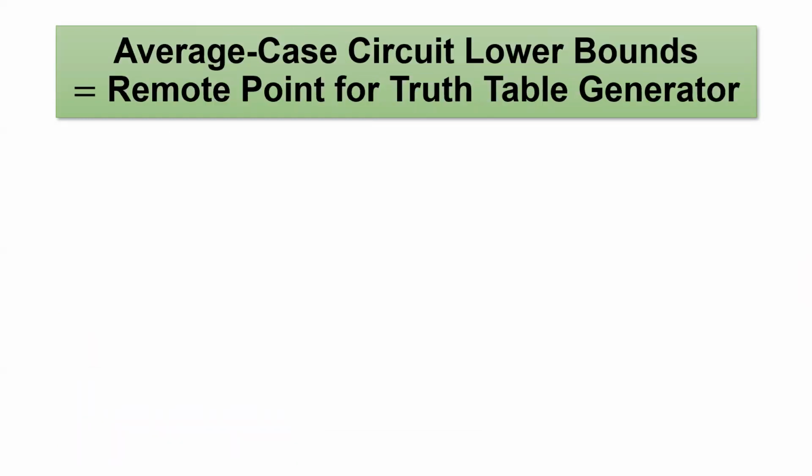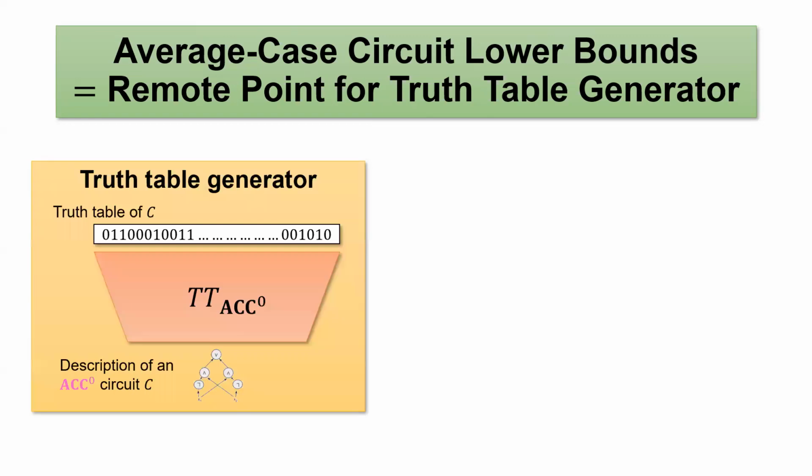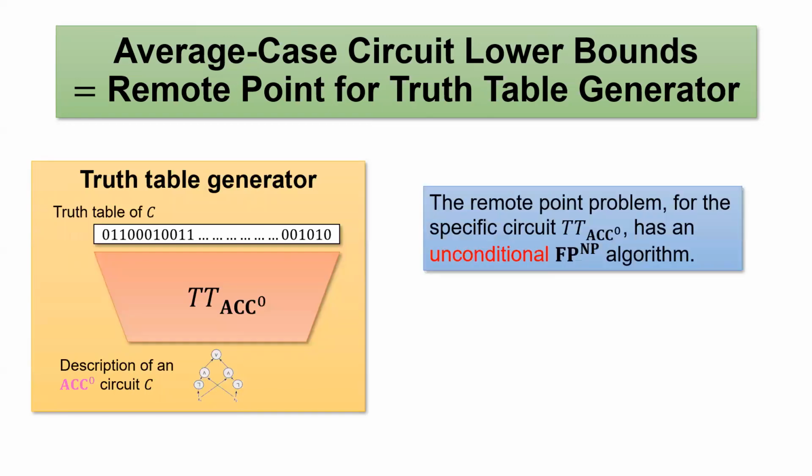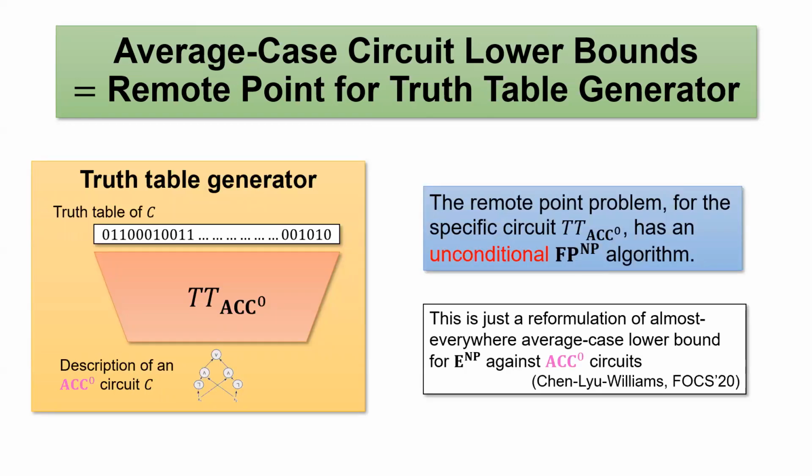Similarly, we consider average case circuit lower bounds. This can be reformulated as an FP^NP algorithm for the remote point of the truth table generator. Note that a truth table that is average case hard for an ACC0 circuit is by definition far from any output of the ACC0 truth table generator.